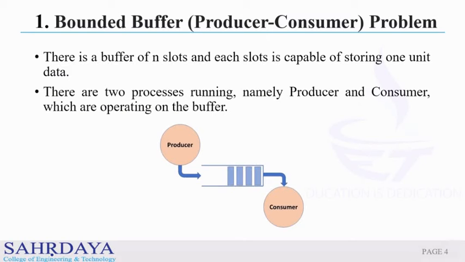The bounded buffer problem. There is a buffer of n slots and each slot is capable of storing one unit of data. There are two processes running, namely producer and consumer, which are operating on the buffer. So we have a storage called the buffer, which contains n slots and each slot is capable of storing one unit of data. There are two processes, called the producer and the consumer. The producer produces a product and the consumer consumes a product.